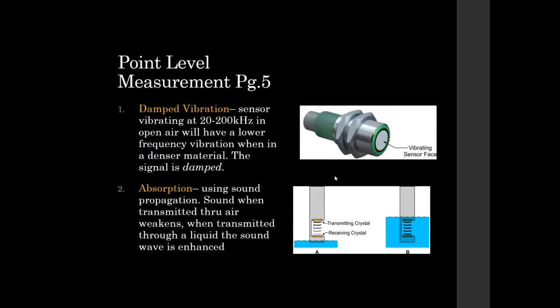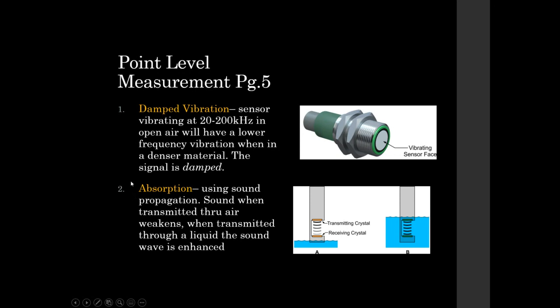We can use these devices as continuous level measurements, as we saw in the previous examples, where we can do some math, or we can use them as point measurement devices. A couple of different variations of point measurement devices in terms of ultrasonic. The first one is called a damped vibration technology device. Here, basically, it's like a drum skin that vibrates at a certain frequency. And when it's in open air, it'll vibrate at its designed frequency. And when it gets submerged or covered by a different material, a more dense material, it will damp that vibration or slow that frequency of vibration down, and that is an indicator that level has been achieved.